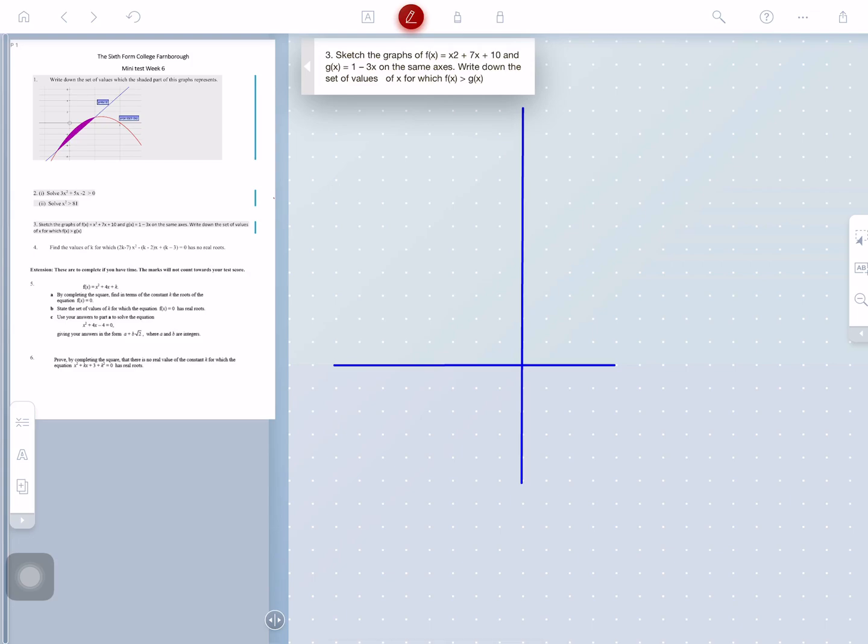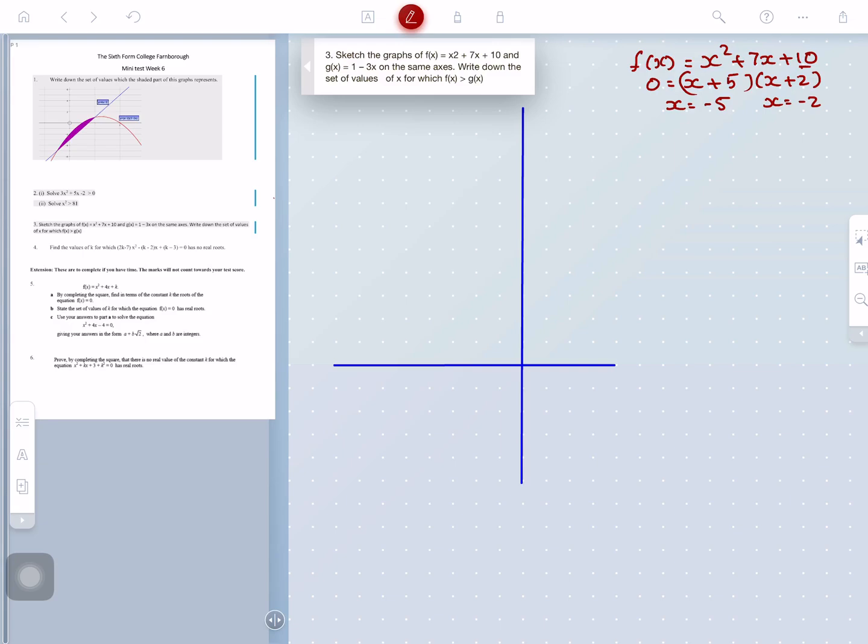Do this one. Now we need to sketch the graph of f of x, which is x squared plus 7x plus 10. To work out the x-intercepts, we factorize that: x plus 5, x plus 2. So the x-intercepts are x equals minus 5, x equals minus 2, and the y-intercept is 10.